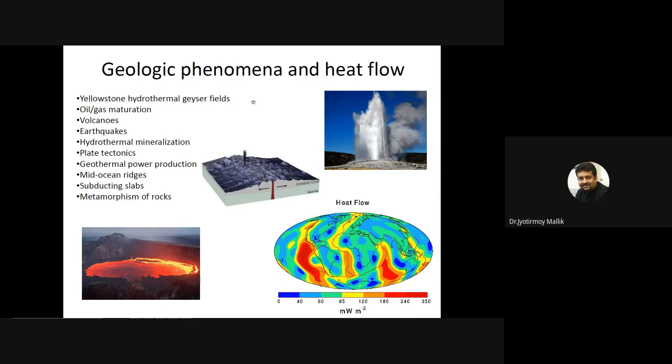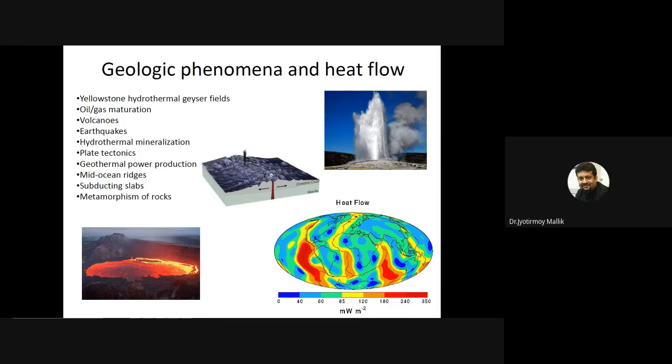So what are the things that happen due to this heat flow? We see hydrothermal fields. We see hot springs coming up. Oil and gas maturation takes place. The organic matter cooks to form oil and gas. Volcanoes happen, earthquakes happen, hydrothermal mineralization happens, plate tectonics happens, geothermal power production happens. We will talk about it in detail.